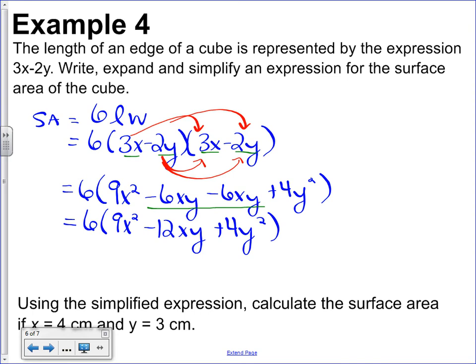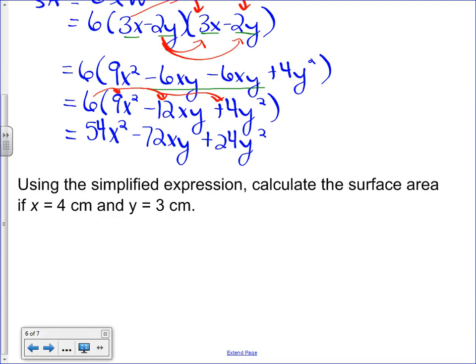Sarah, what's my last step going to be here to simplify this? Good. I use the distributive property, multiply it all in. So what do I get? Excellent. Squared. Perfect. Okay, then it says here, using the simplified expression, which is this last piece right here, calculate the surface area.